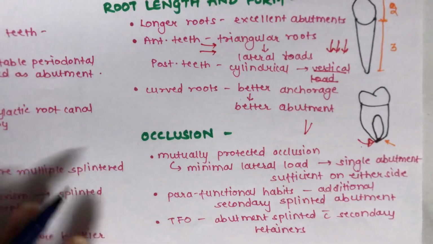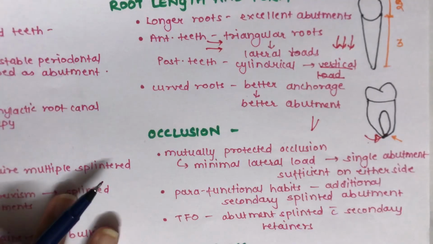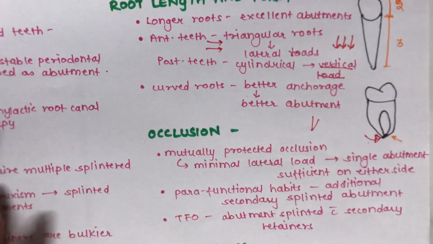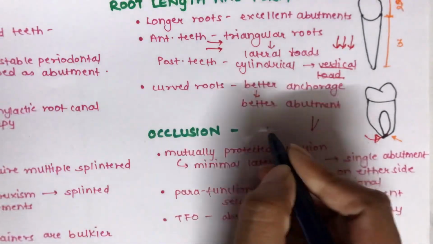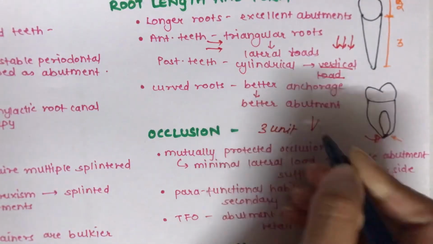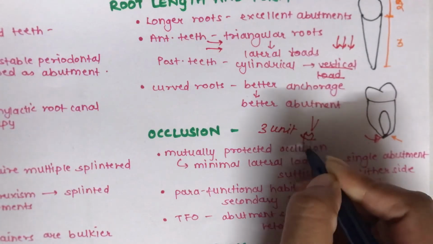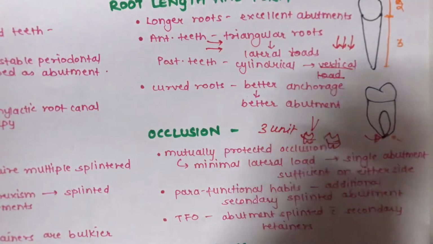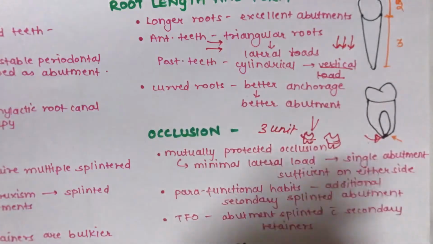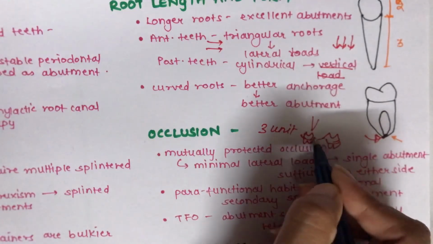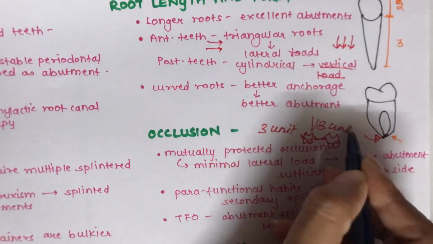Now the next is the occlusion. Depending on the occlusion, the abutment can be selected. For an FPD with mutually protected occlusion, where your occlusion is good, minimal lateral load is expected, and so a single abutment should be sufficient on each side. That is your ideal 3 unit case, in which you are using one abutment on one side and one abutment on the other side.